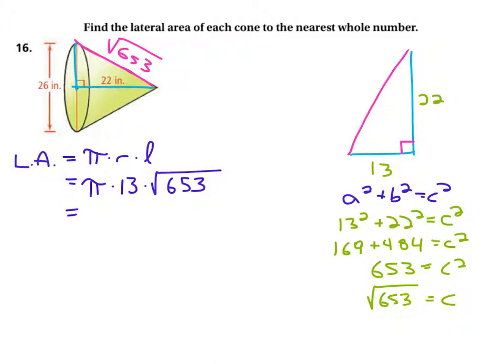Hopefully you're understanding why it's important not to round things too early, because they get multiplied, those small amounts get big, and it throws your number off. So now we're going to type into the calculator pi times 13 times the square root of 653, and that is approximately equal to, and it says to the nearest whole number, 1043.6.